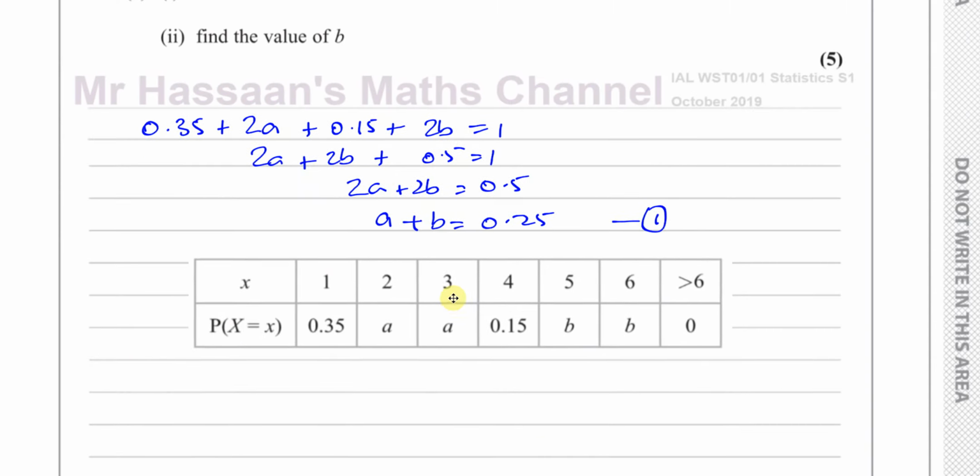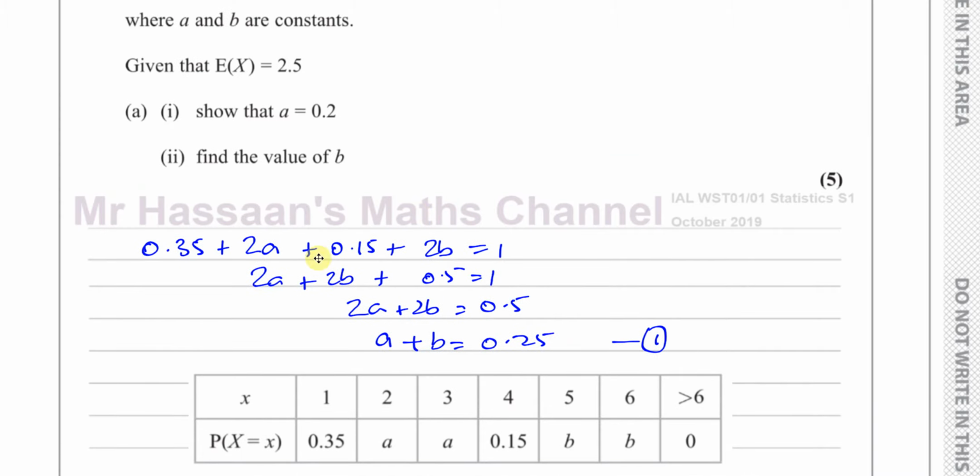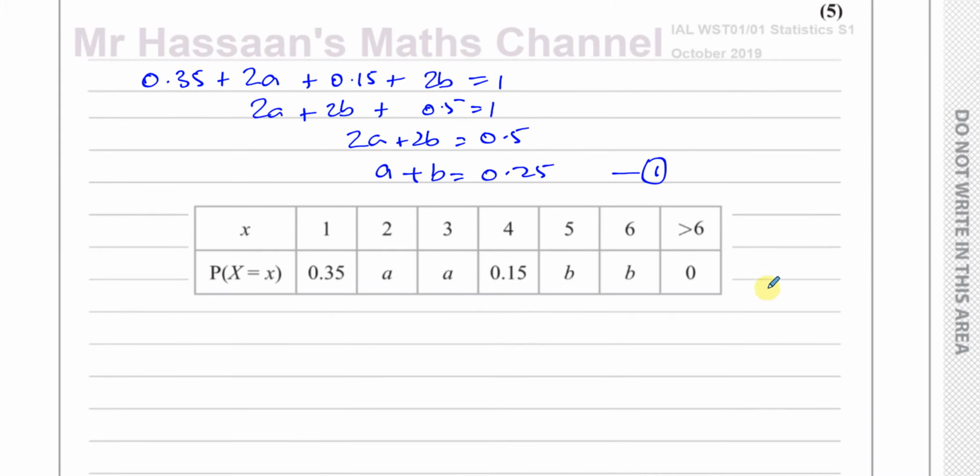So I'll take this table and the fact that the expected value is equal to 2.5. So I know E(X), the expected value of X, is equal to 2.5. What that means, expected value of X is found by multiplying the value of X by its probability for each of these and adding them together. And the sum of all of that will be the expected value of X. So we can say 1 times 0.35 plus 2a plus 3a plus 4 times 0.15 plus 5b plus 6b is equal to 2.5.